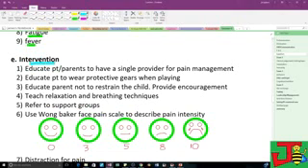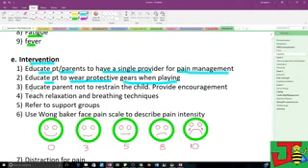Now let's talk about the interventions. We want to educate the patient or the parents to have a single provider for pain management. We also want to educate them to wear protective gear when playing around. Just remember that their life is not over. They can still do whatever they want with caution. Tell them not to do strenuous physical sport exercise. They could swim or bike. Just don't get into contact sports.